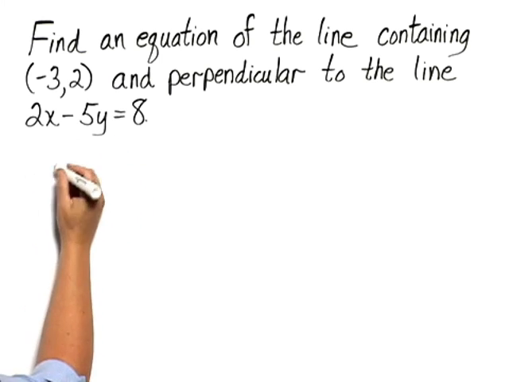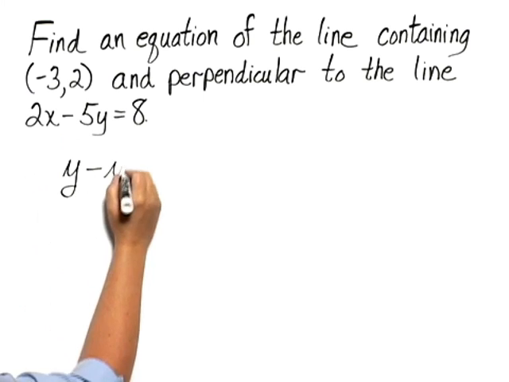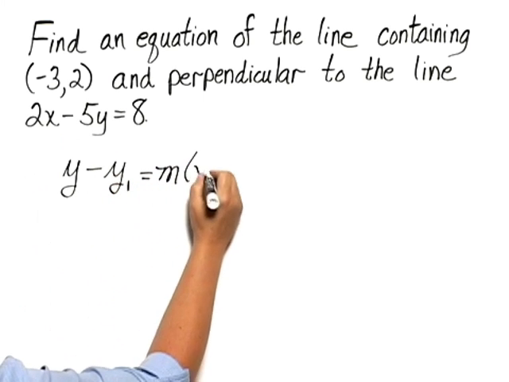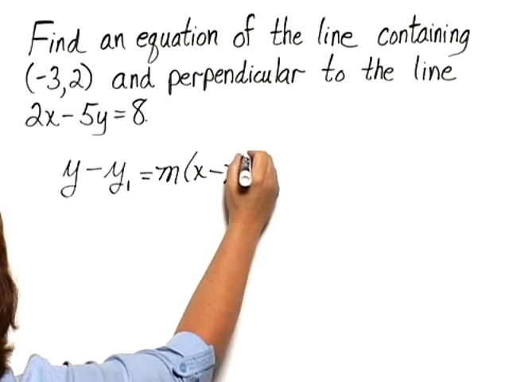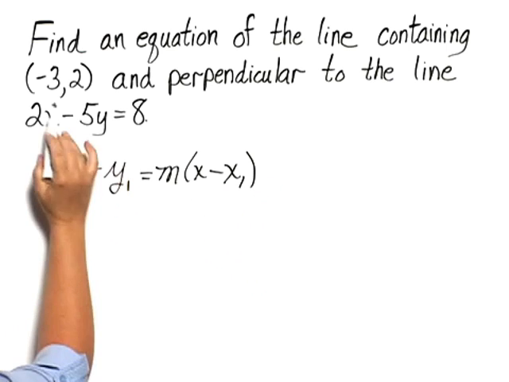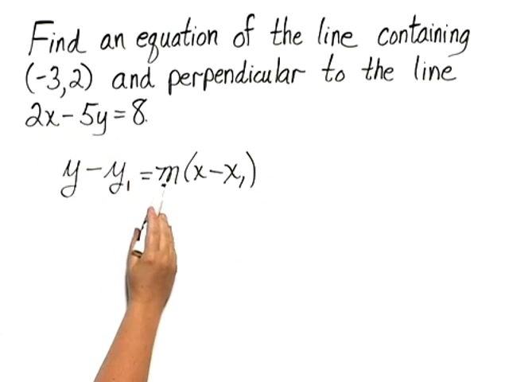To find the equation of the line we're looking for, we use the point-slope form: y - y₁ = m(x - x₁). In order to use this, we need a point on the line, which we're given, (-3, 2), and we also need the slope of this line.